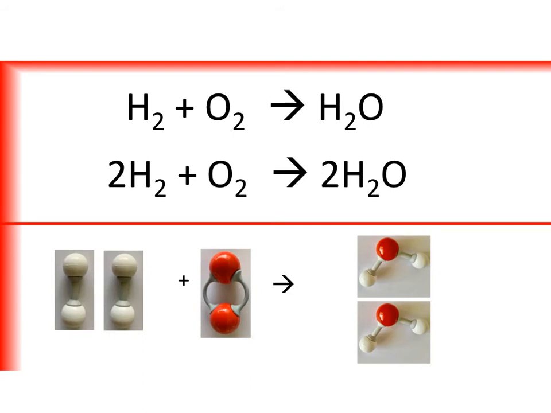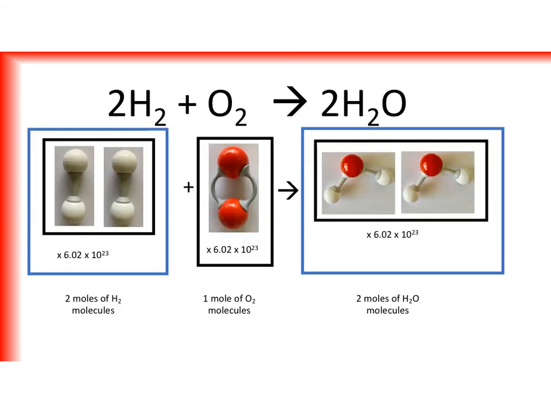I've got the same number of atoms on the left hand side as on the right hand side, but you'll notice I don't have the same number of moles, and that's really important for you to understand, because some students get a little bit confused with the fact that I haven't got the same number of moles. I've got a total of 3 moles on the left hand side. I've got 2 moles of hydrogen molecules and a mole of oxygen molecules, and I produce 2 moles of water molecules.